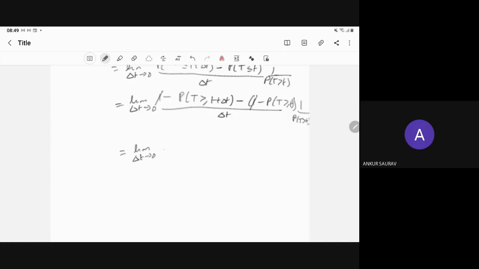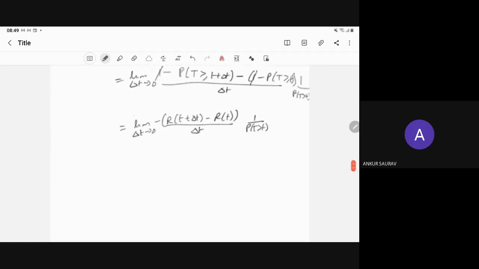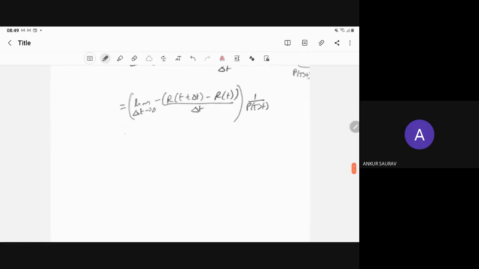So R(t), or you can say minus if you take it common: R(t plus delta t) minus R(t), divided by delta t, and 1 upon the probability T greater than t. So what is this? This is the first principle of the derivative, R dash t. So this is the minus of R dash t divided by R(t).